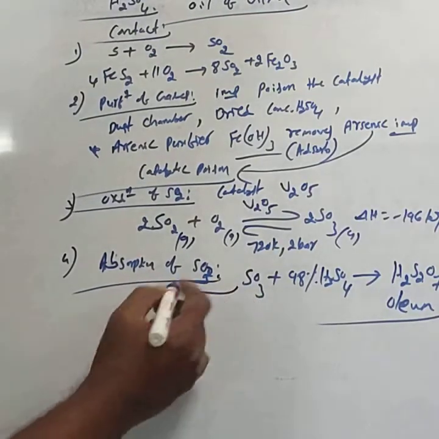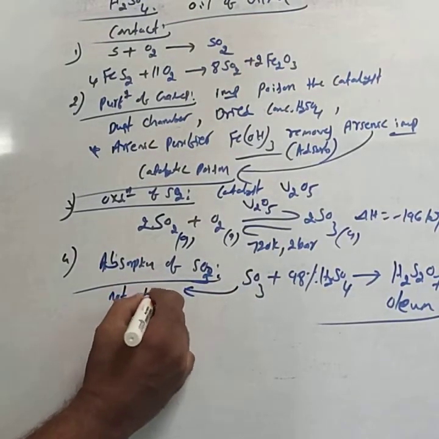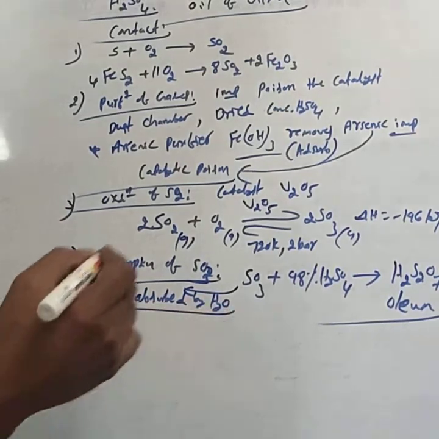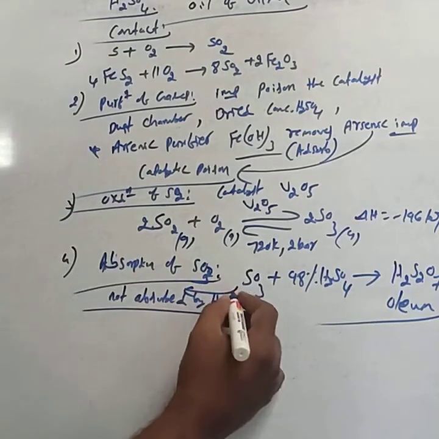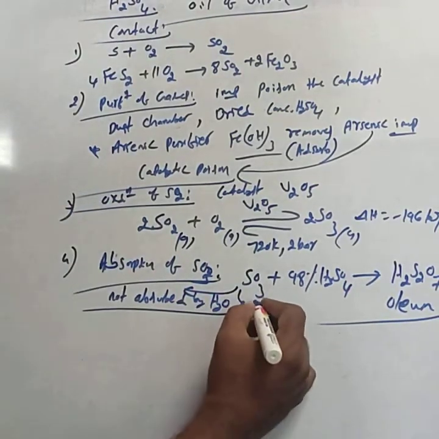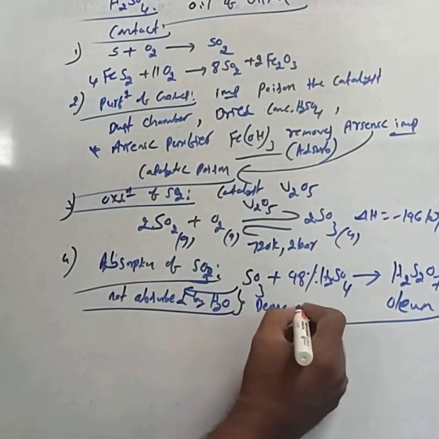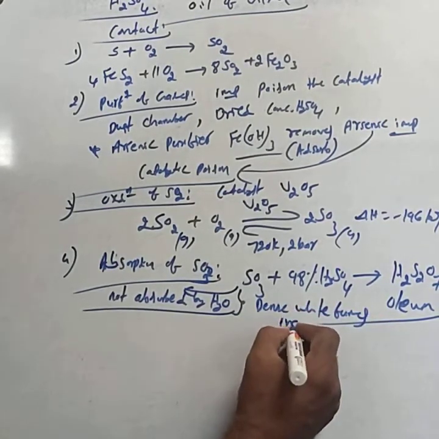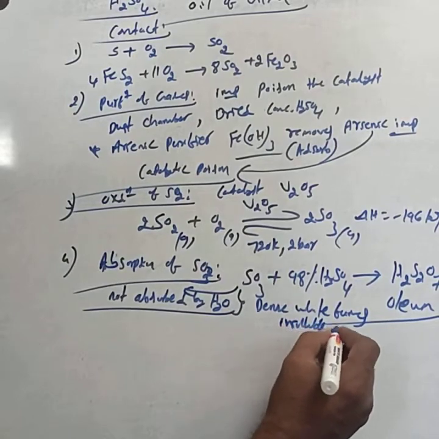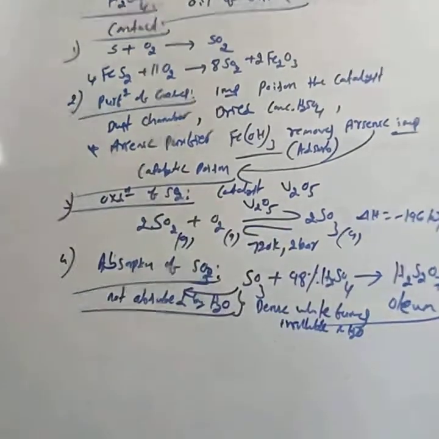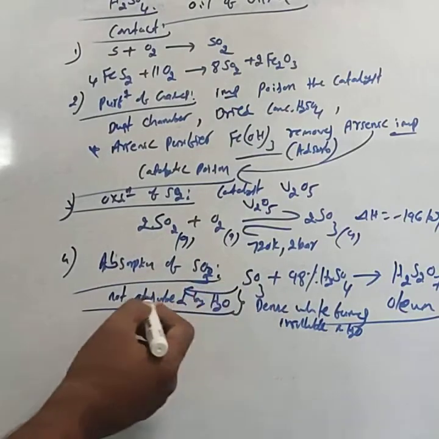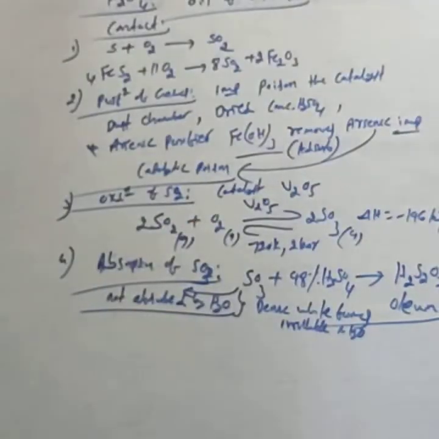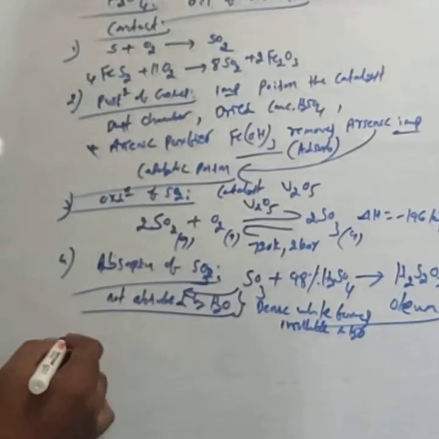SO3 is not absorbed by water. Why? Because when SO3 reacts with water, it forms dense white fumes which are insoluble in water. Hence SO3 is not absorbed by water. To absorb SO3 we use only 98% H2SO4.